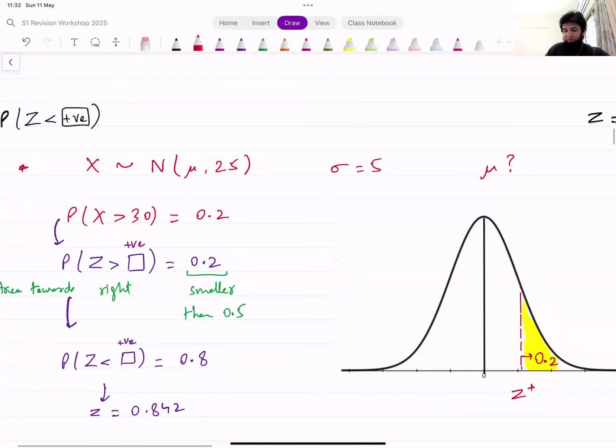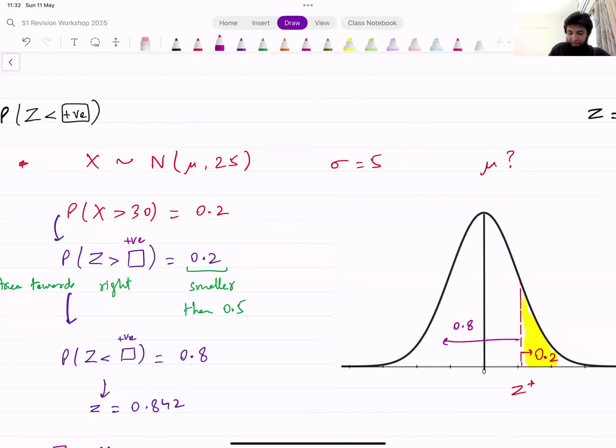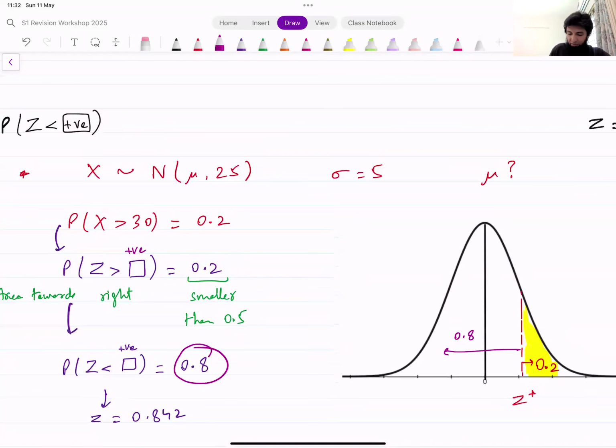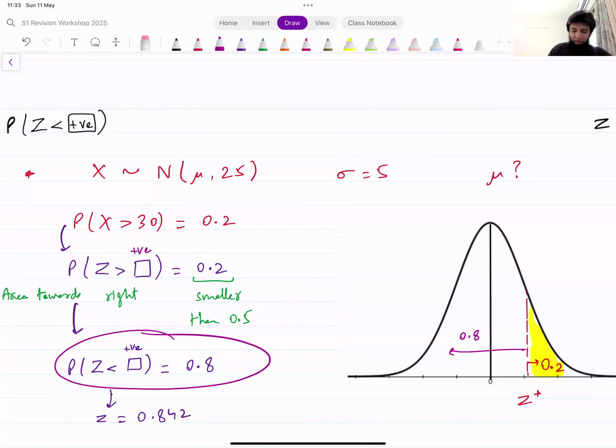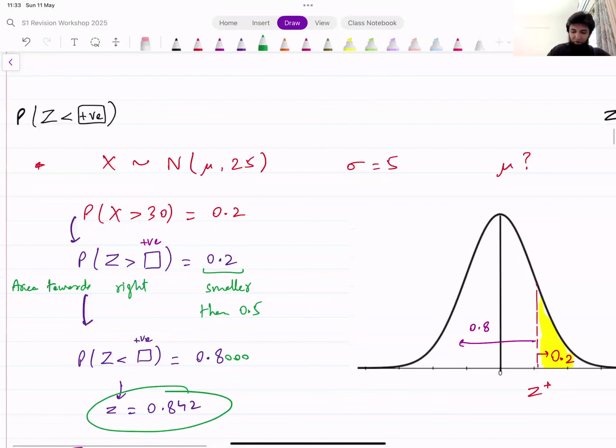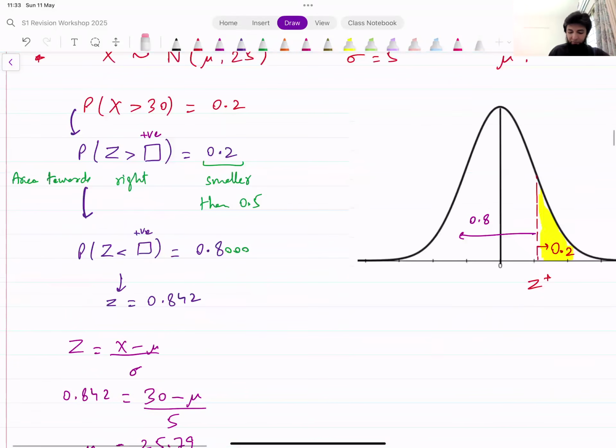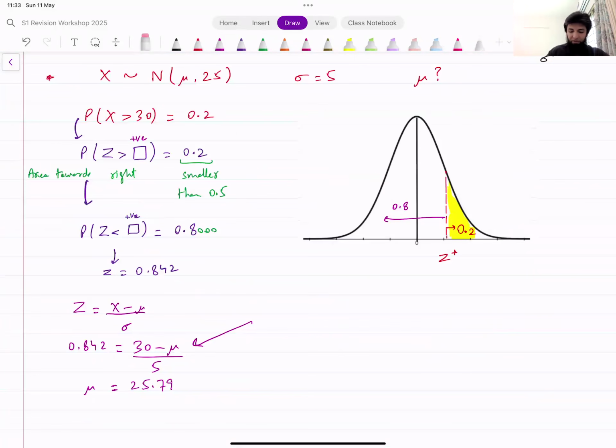We say, okay, if the right side is 0.2, then that means area on the left side of this is going to be 0.8. So we can write this as the probability of z less than that value is equal to 0.8. Right? And now this is the standard form. It's z less than a positive number. We can go to the table, find the z value corresponding to this probability, 0.8000, and that z value turns out to be 0.842. And that gives you the corresponding mu. When you input that in the formula, you get the value for the mean.